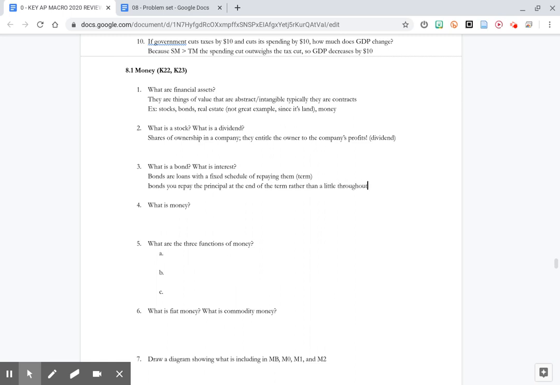Normally, with a loan like a mortgage loan, you would pay a little bit of the principal with interest back every month. But with a bond, you just pay the interest every single month, and then at the end you get the principal back, or you repay the full principal.